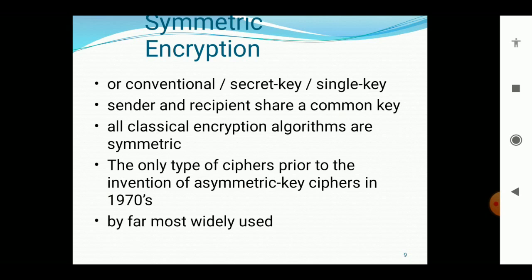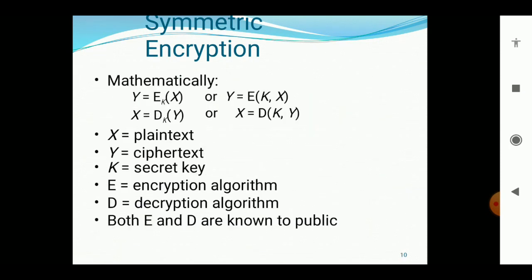The symmetric key encryption algorithm, as we already discussed, is called conventional, secret key, or single key encryption. Whatever the name, it represents symmetric encryption: the sender and recipient share a common key. All classical encryption algorithms are symmetric. It was the only type of cipher prior to the invention of asymmetric key ciphers in the 1970s, and it is most usually used in traditional systems.